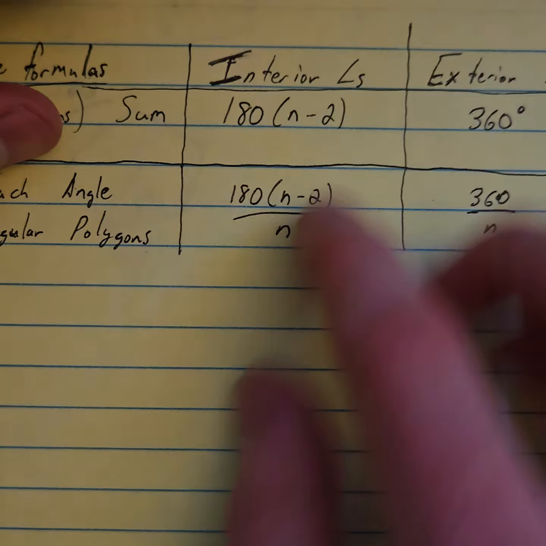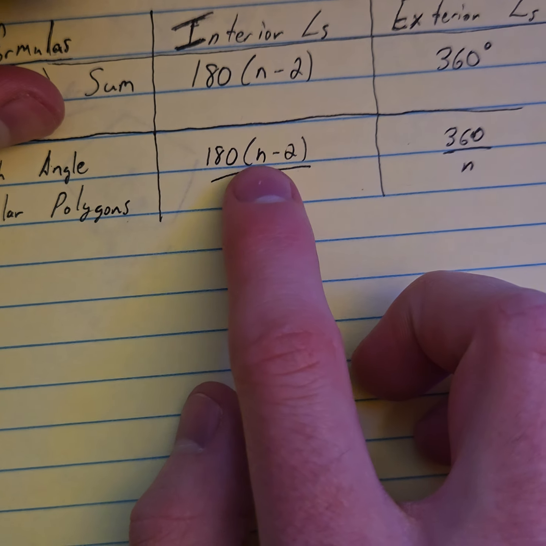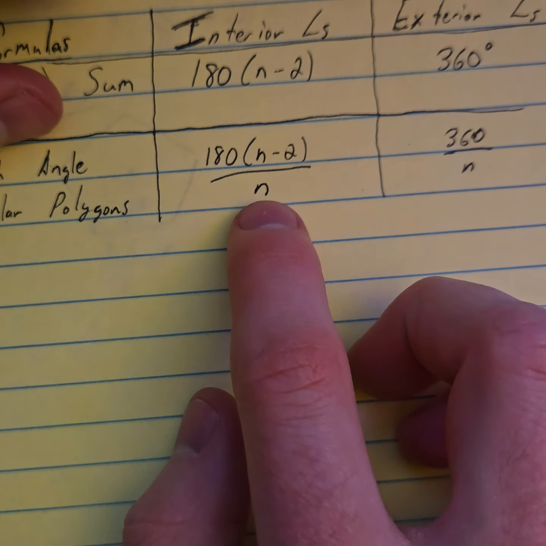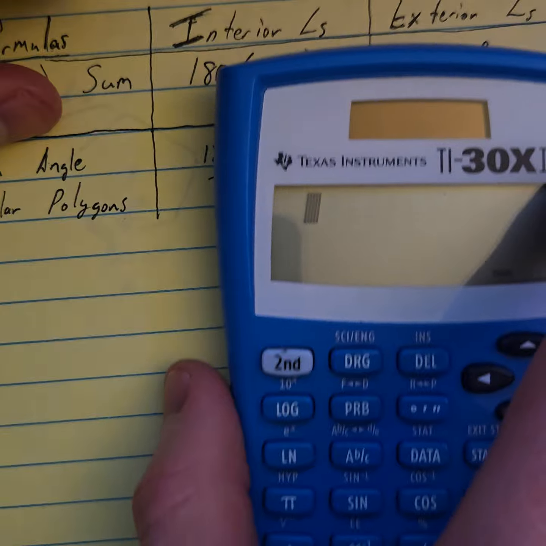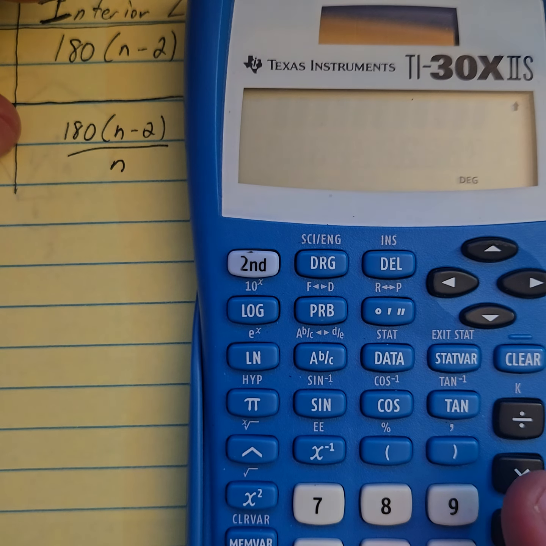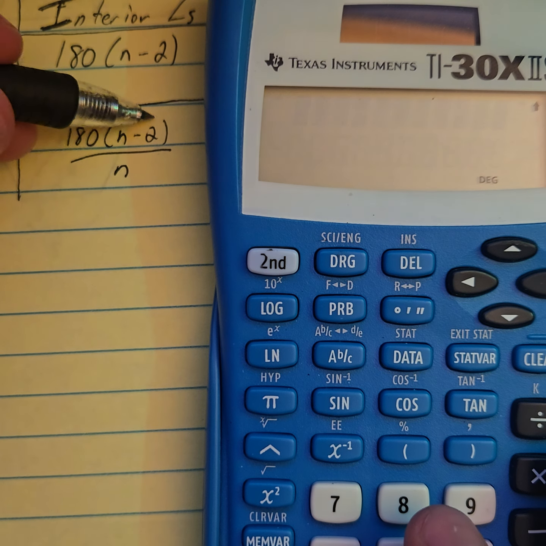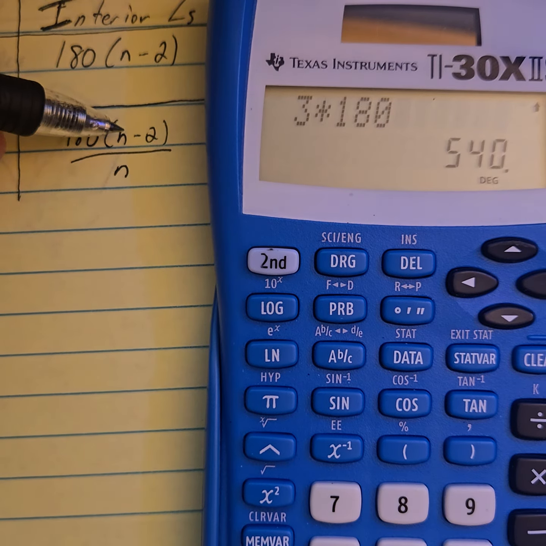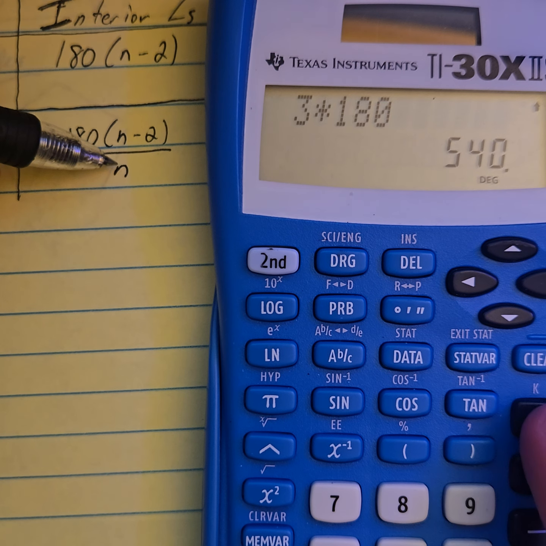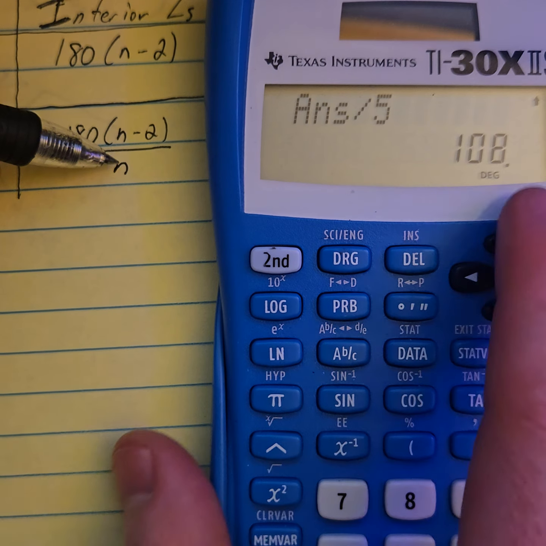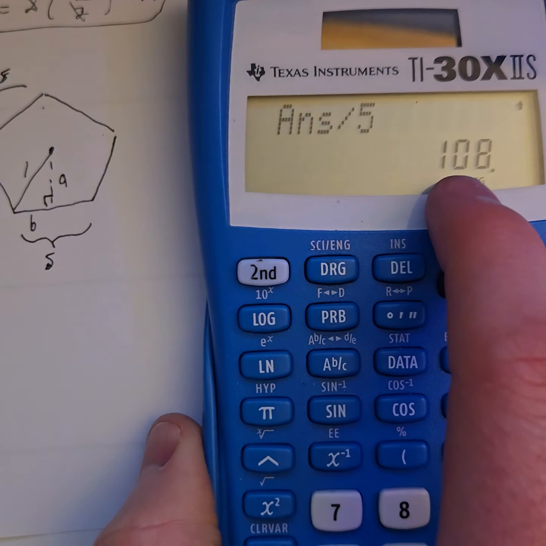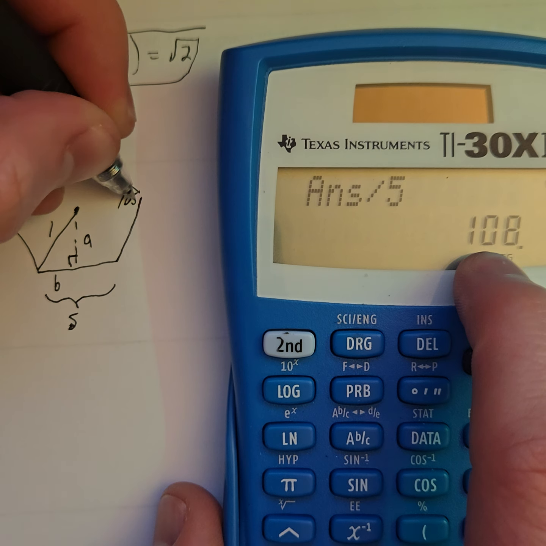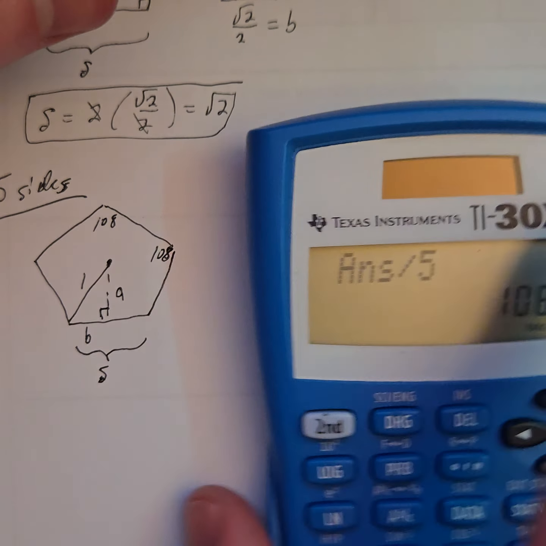So you have to use this formula to find each of your interior angles. We're going to plug in 180 times our number of sides minus 2, divided by our number of sides. We're going to plug in 5 for n. So let's do that for a pentagon. 5 minus 2 is 3. So we're going to do 3 times 180, 540, and then we want to divide that by 5. And we get 108. So each of our interior angles is 108 degrees.